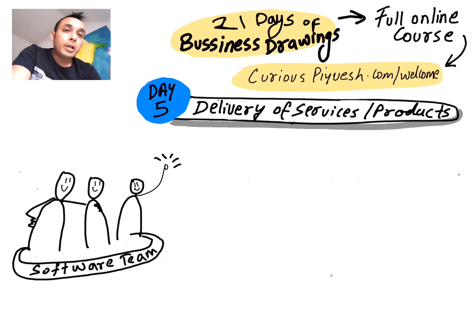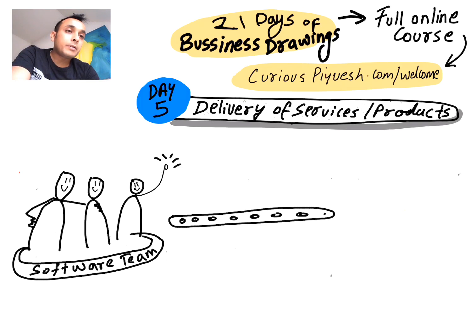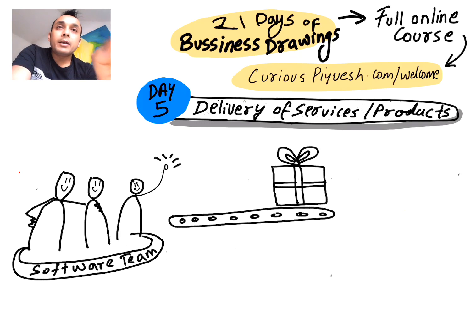And now the delivery can be shown in a very typical format. Draw an assembly line here with some rollers and draw your product. Whenever you are drawing a product or a service, always try to show it as a box of gift. This is the typical depiction of how you show your product. And the best packaging would be in red color.